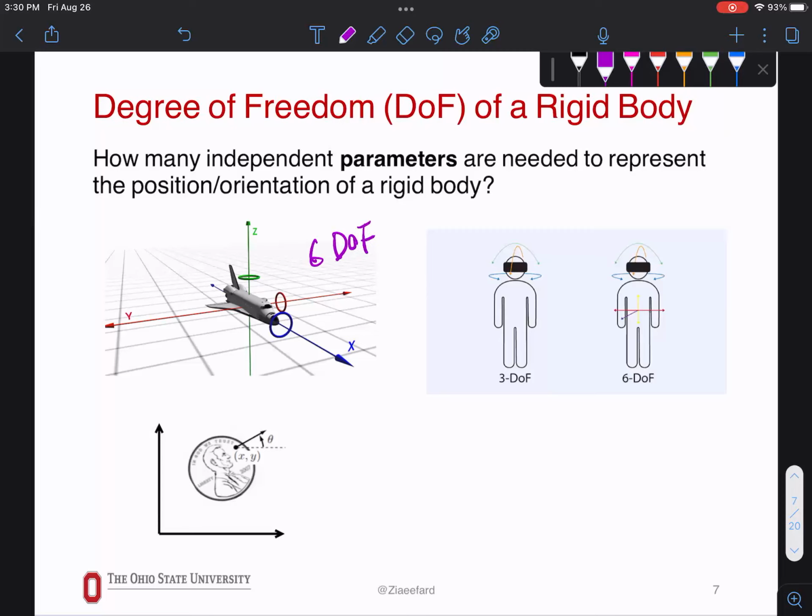This is 3, this is 6, and this is 3 DOF. Now, think about the door. How many degrees of freedom does the door have? 1. It's a hinge, right? You can only open it, that's it. Unless you're Hulk and then move the whole thing. And that's different because you broke your system. That's not the system anymore.